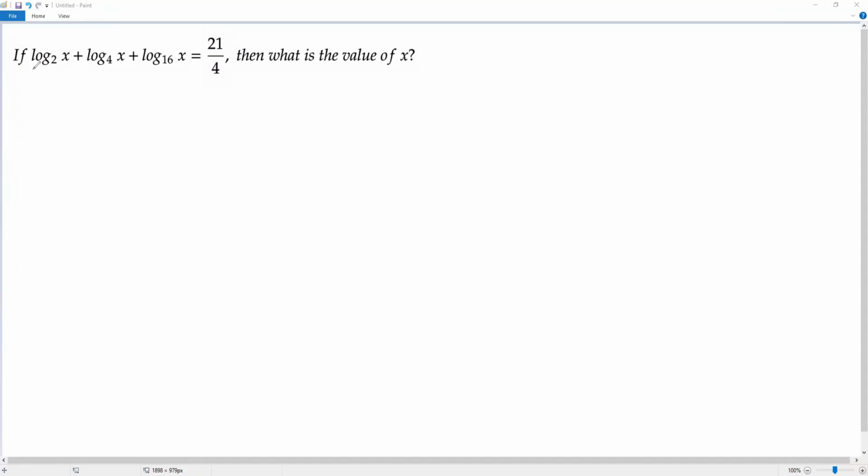If log base 2 of x plus log base 4 of x plus log base 16 of x equals 21 over 4, then what is the value of x? In the given equation, we have to solve for x. Okay, let me take the given equation.